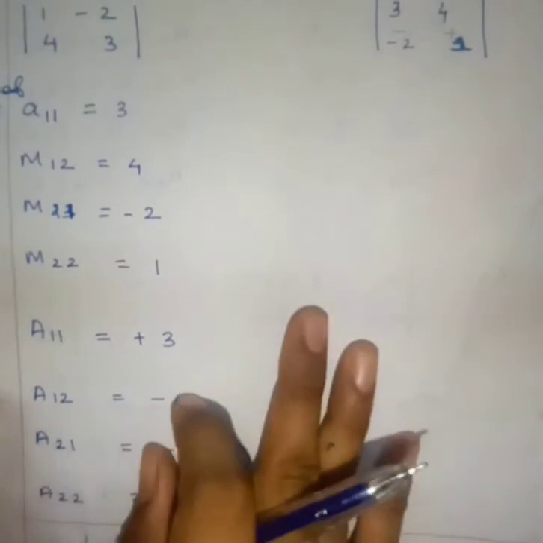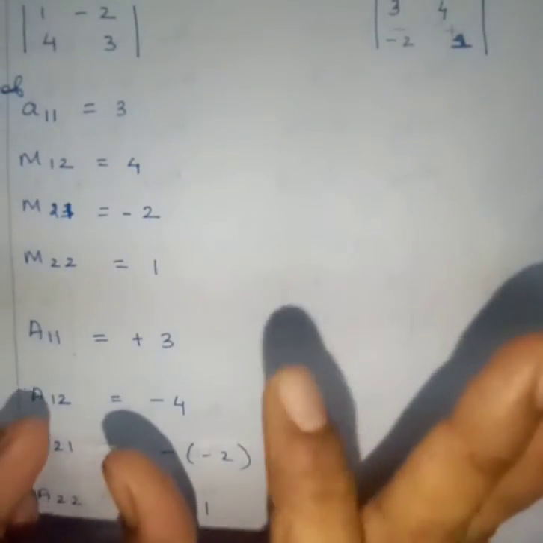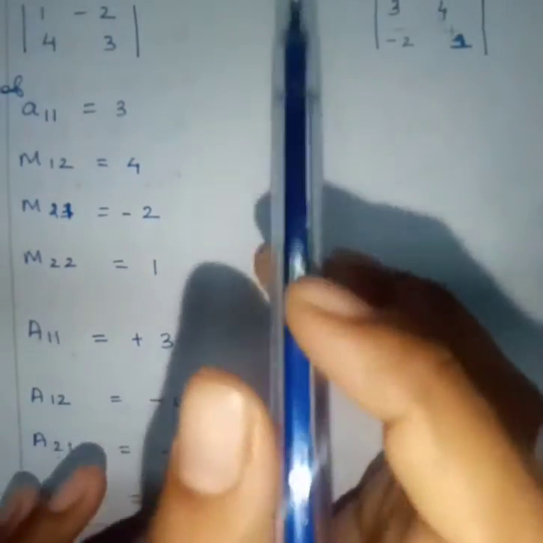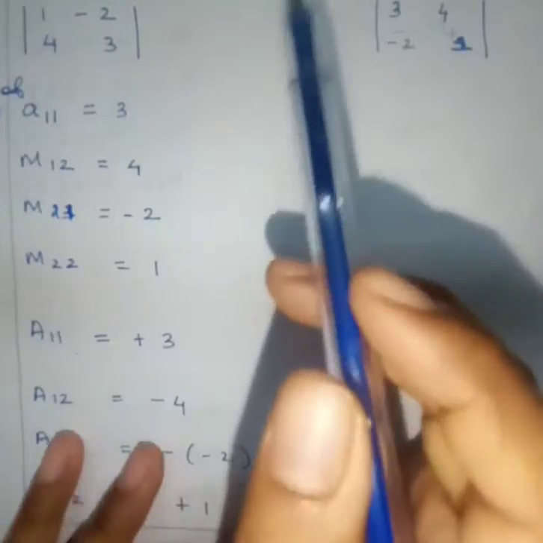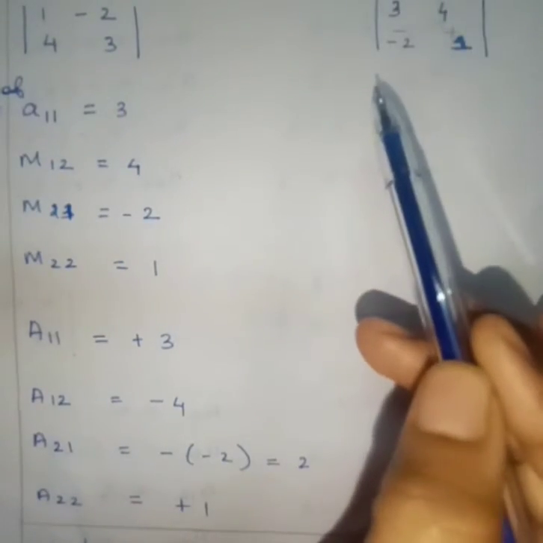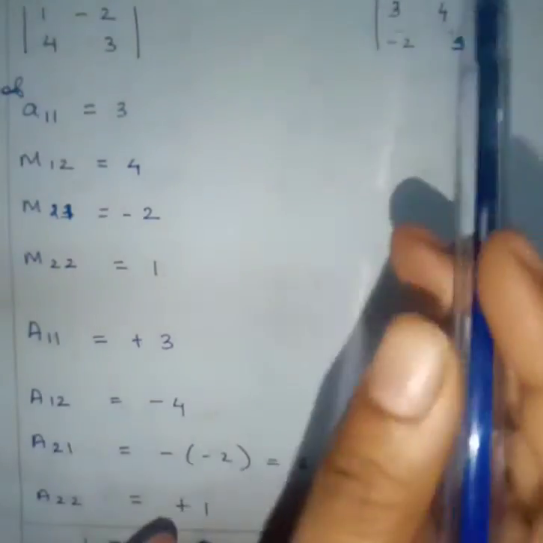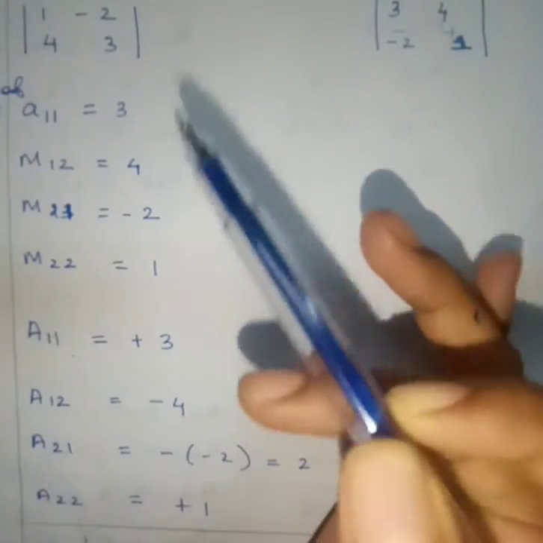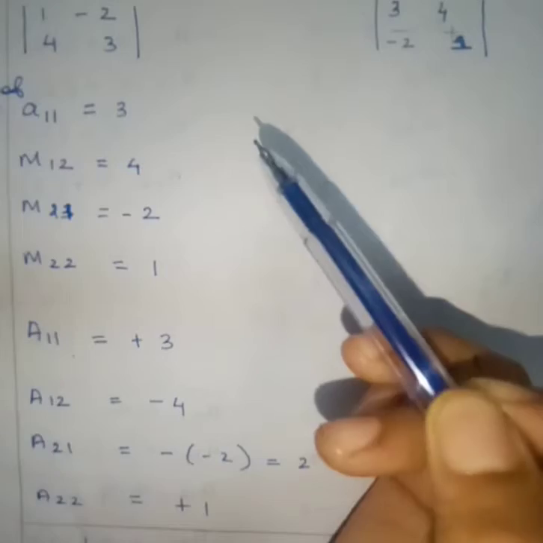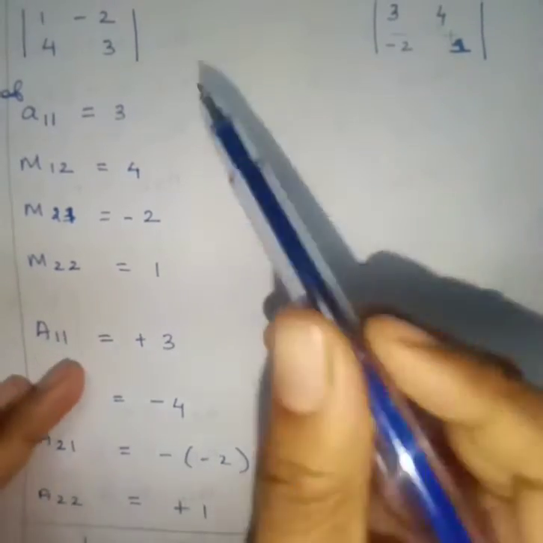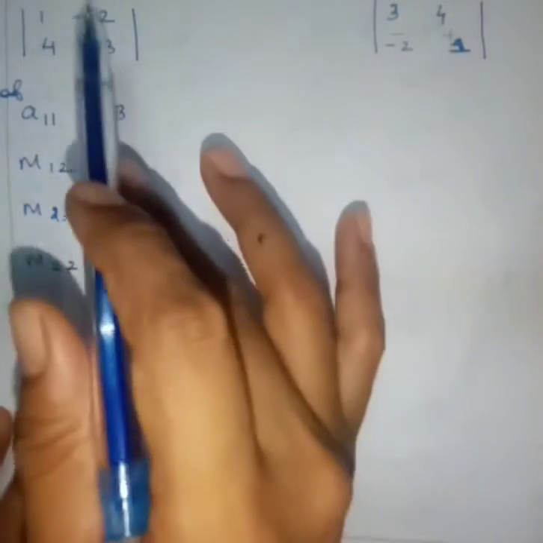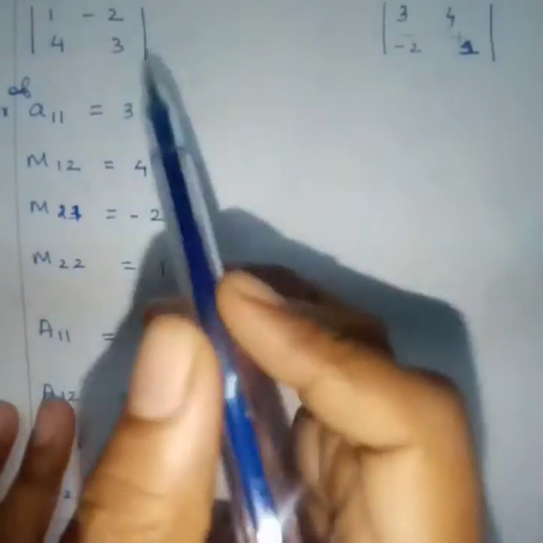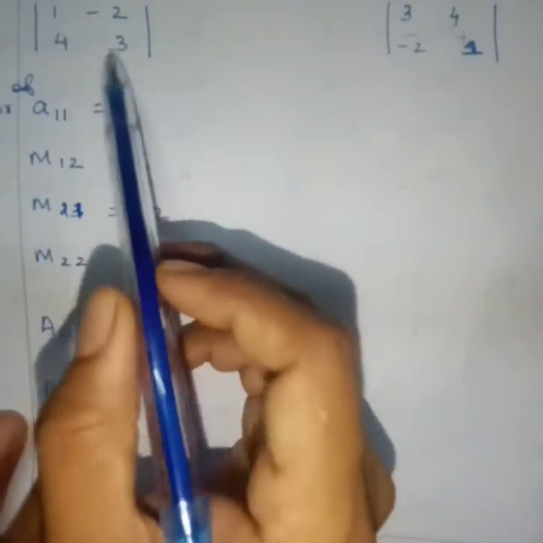See, if you are thorough with 4 concepts, that is minor for a 2 cross 2 matrix, cofactor for a 2 cross 2 matrix, whatever the number given you can easily do that, right? The same way minor for a 3 cross 3 matrix and cofactor for a 3 cross 3 matrix. So I have given some examples for 2 cross 2 matrix here first. So find the minor and cofactor of all the elements. All the elements means you should find for all the elements.